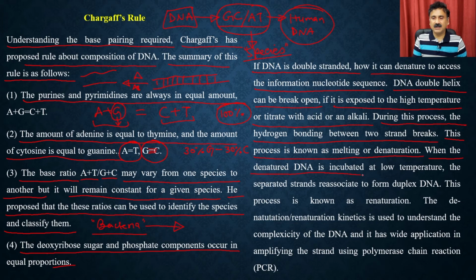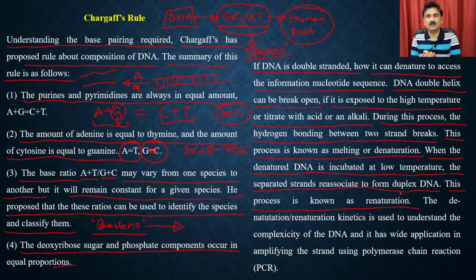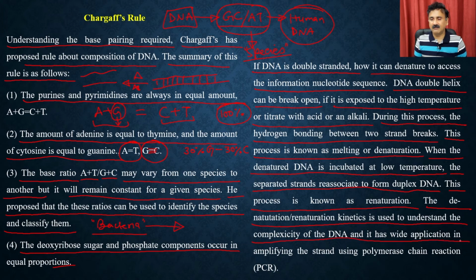When the denatured DNA is incubated at low temperature, the separated strands reassociate to form the duplex DNA. This process is known as renaturation. So you have denaturation. If you heat up the DNA, it is going to denature, and if you lower the temperature, it is going to come back, because you know that A is complementary to T, and G is going to make the base pair with C. So that's how they will come together. The denaturation and renaturation kinetics is used to understand the complexity of the DNA, and it has a wide application in the amplification of the strand using the polymerase chain reaction.